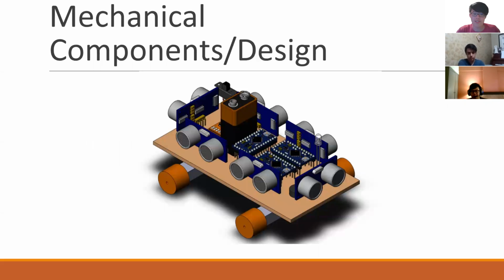Next up, this is our CAD model design, the mechanical components design. As you can see, we have 6 sensors: 2 on the left, 2 on the right, 1 in the front, 1 in the back. And then we use 3 Arduino boards, 1 motor control, and 1 9-volt battery. We have 3 Arduino boards because each of the ultrasonic sensors requires 4 pins, and it's not enough for us to use just 1 Arduino board. That's why we use 3.